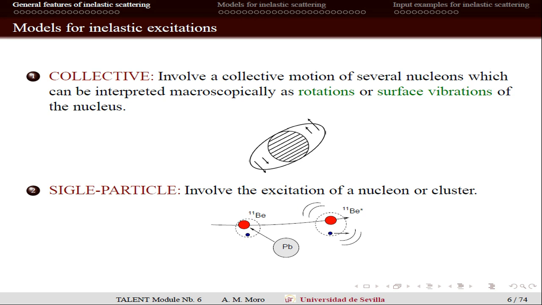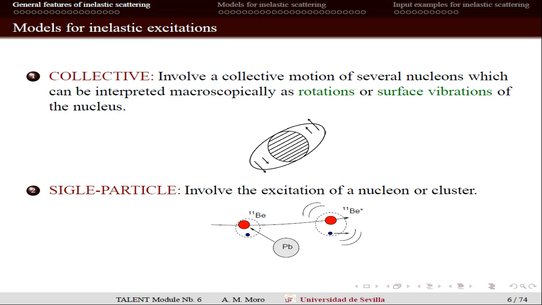In order to model these reactions, since it's very difficult to tackle the problem from first principles, we have to rely on some simple models. There are two categories of models: the collective model and single particle models, and in between we can imagine some other kind of models, but these are extreme situations.